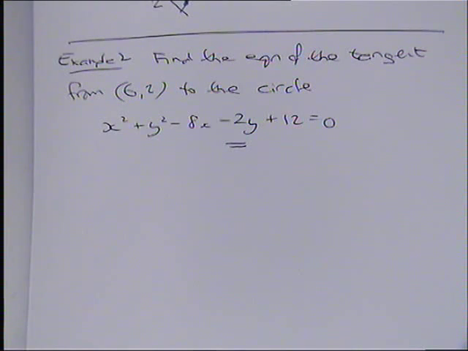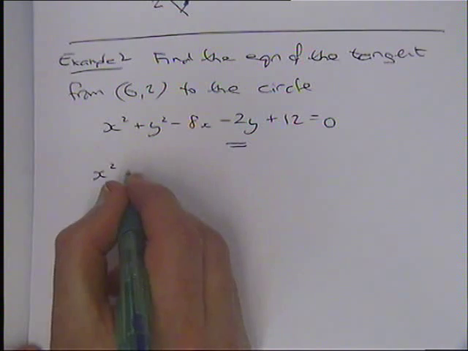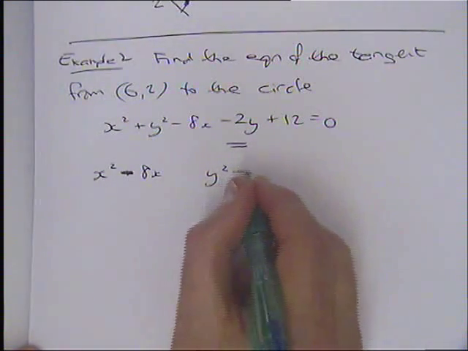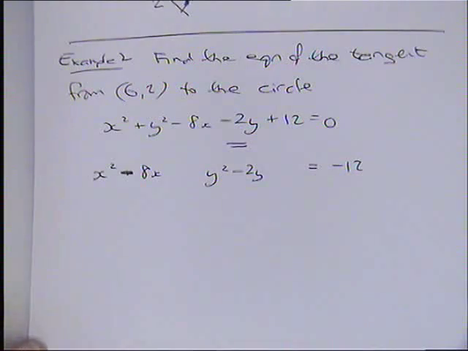Right, what did we do last time? We'll start doing the same thing again. It's pretty much advisable to do it on any question. So somebody who hasn't said anything so far, what do we do? Yeah, that's right. So x squared minus 8x, then leave a gap. y squared minus 2y, leave a gap. And then take the 12 across the other side.